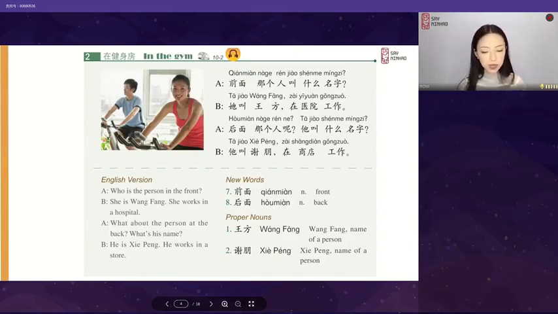I will be A and you will be B. 前面那个人叫什么名字? 后面那个人呢? 他叫什么名字? Okay, let's switch the row. 3, 2, 1. 他叫王芳, 在医院工作。 他叫谢鹏, 在商店工作。 Okay, very good. Now let's move on to text 3.